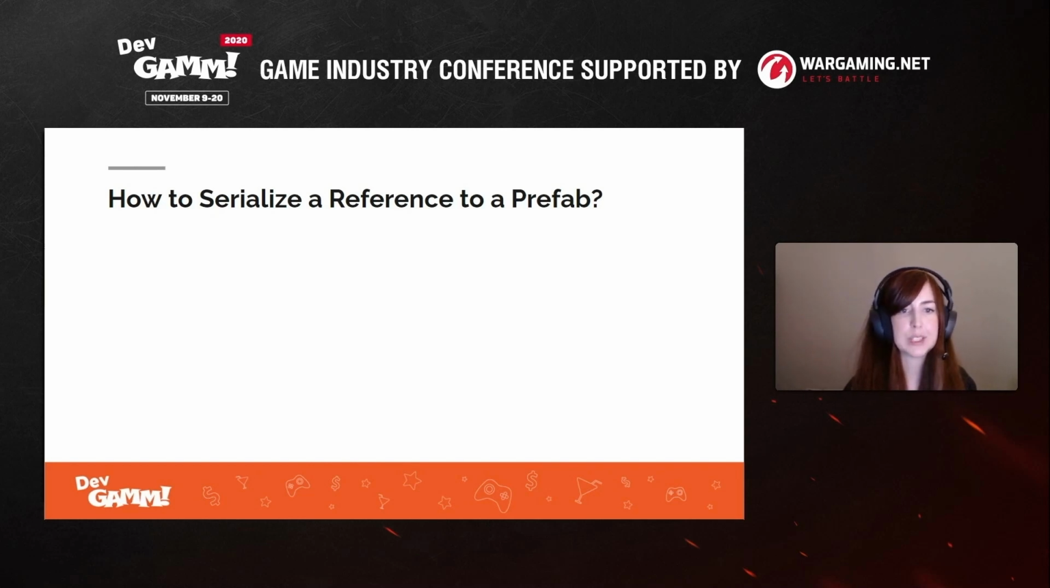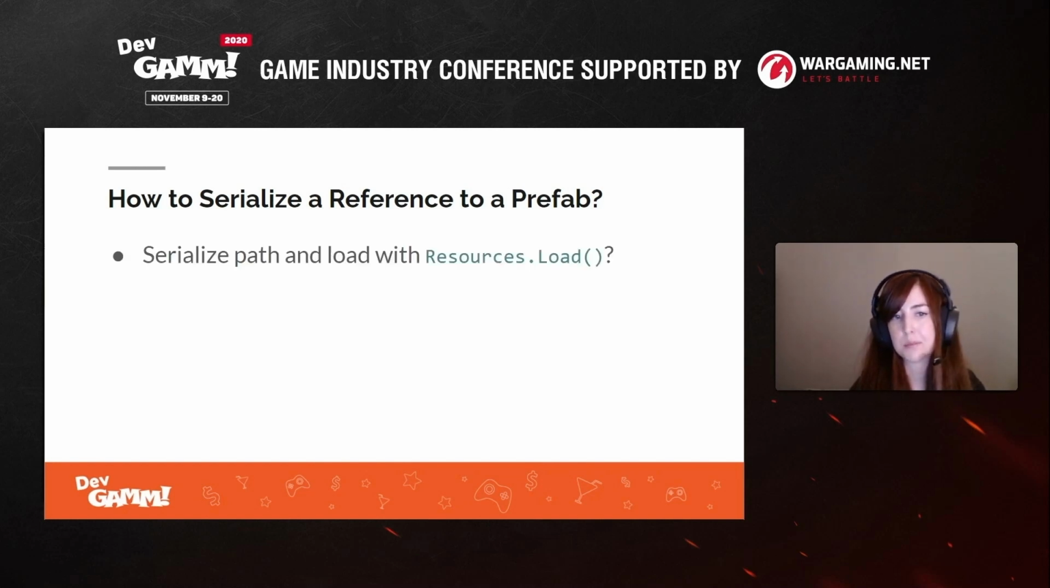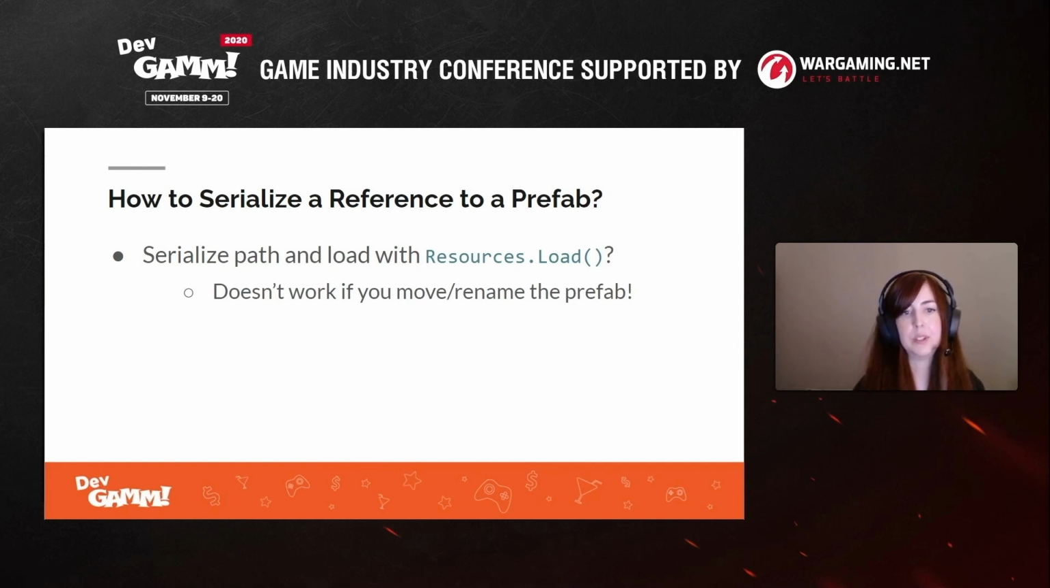But in order to implement this idea, we needed to figure something out. How could we serialize a reference to a prefab in the save file? One option would be to save the path to the prefab and then load it using Resources.Load. But that wouldn't work if someone renamed the prefab or moved it to a different folder. So that seemed like a bad idea.